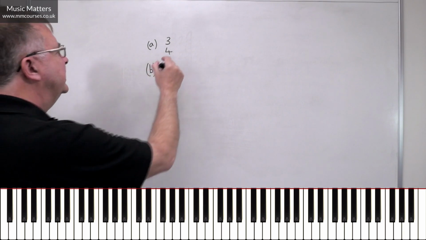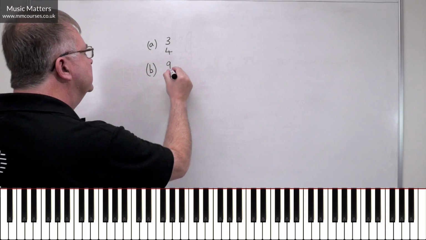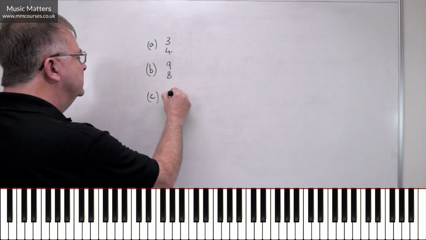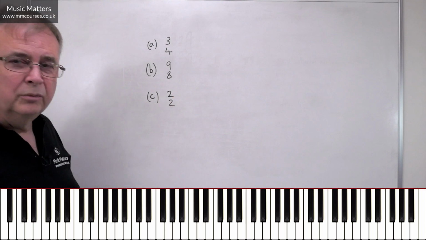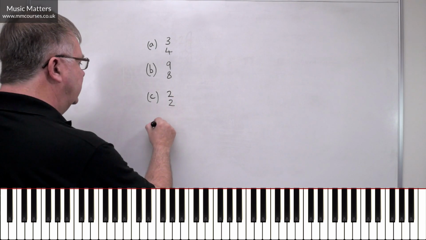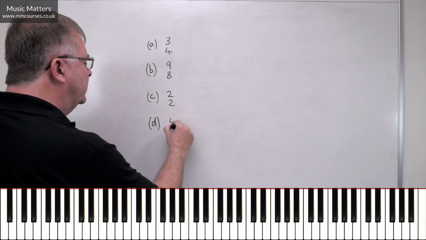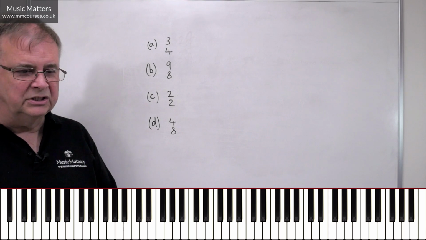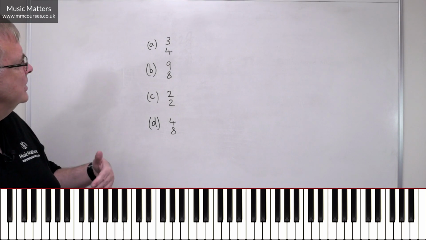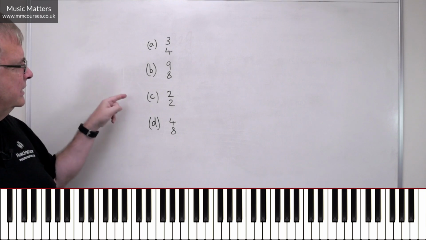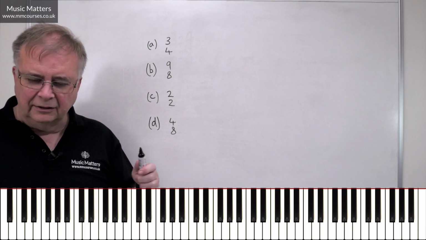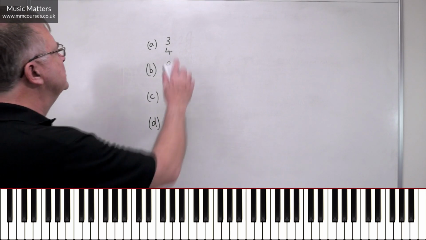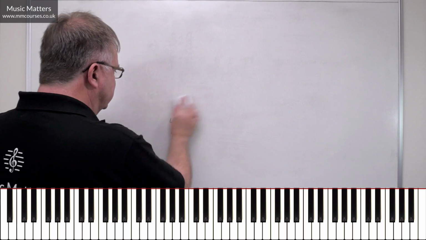3/4. Here's the next one. 9/8. Do you think that's a compound time signature? Here's the next one. 2/2. Do you think that's a compound time signature? And here's the last one. 4/8. Do you think that is a compound time signature? So one of those is a compound time signature. Is it A? Is it B? Is it C? Or is it D? 1 in 4 chance there. Or phone a friend, ask the audience, see if you can come up with an answer to that question.